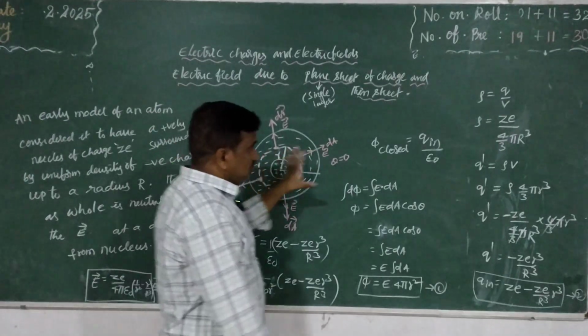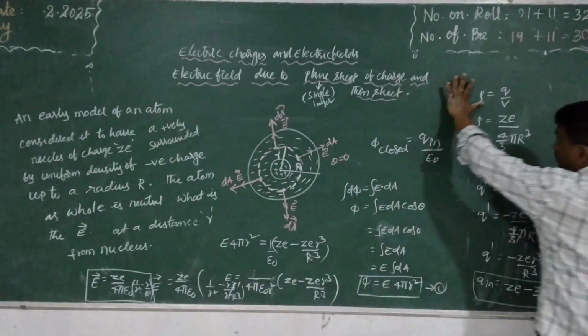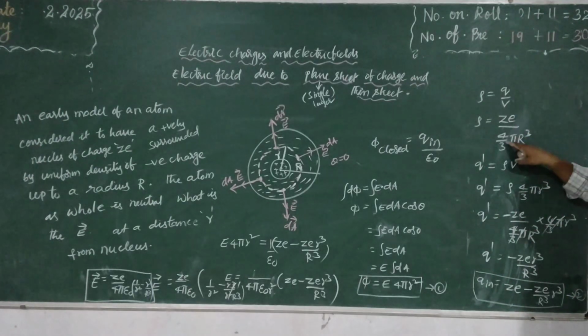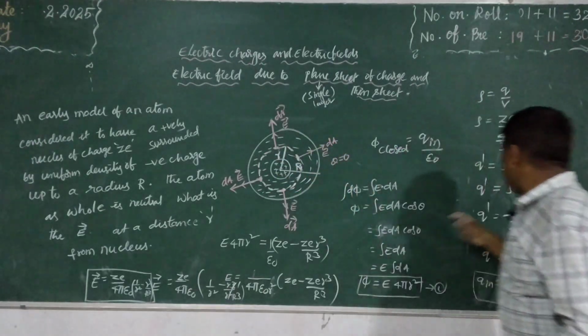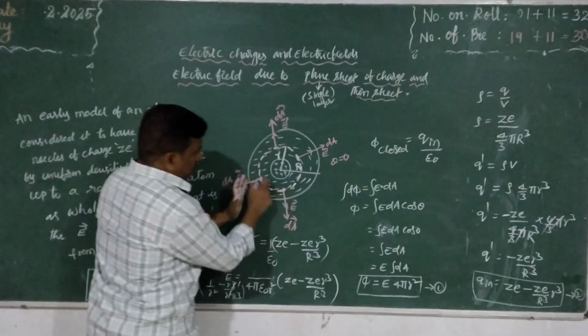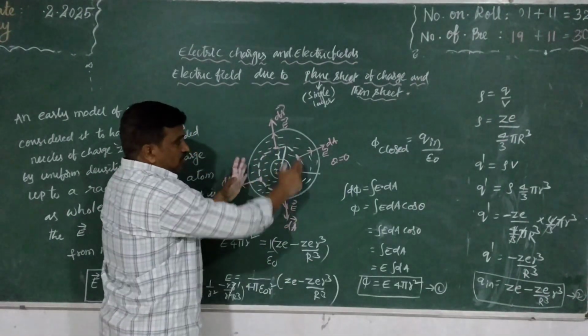So the total charge now, density equals volume charge density, which is charge per unit volume. The charge is Ze, the volume is 4 by 3 pi capital R cubed. Why? Because this radius is capital R. See here, q dash. What does q dash mean? This part only we want, the small Gaussian surface only. What is the charge inside the Gaussian surface?